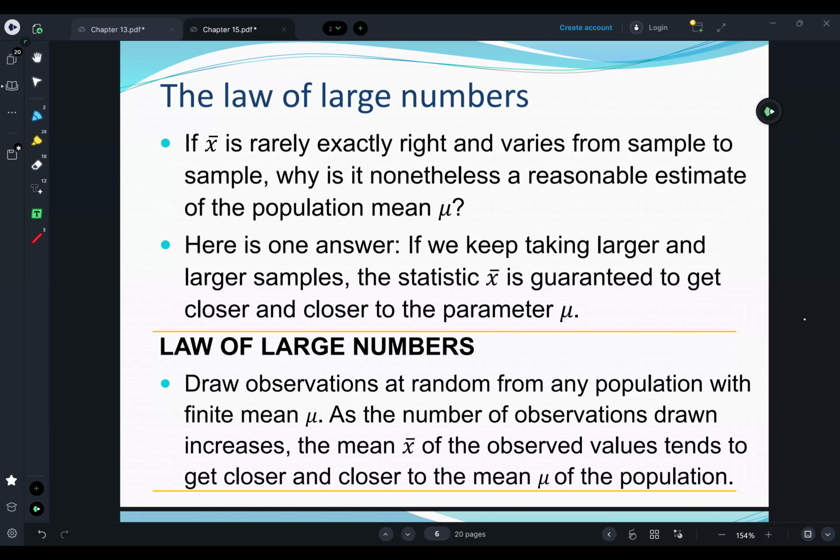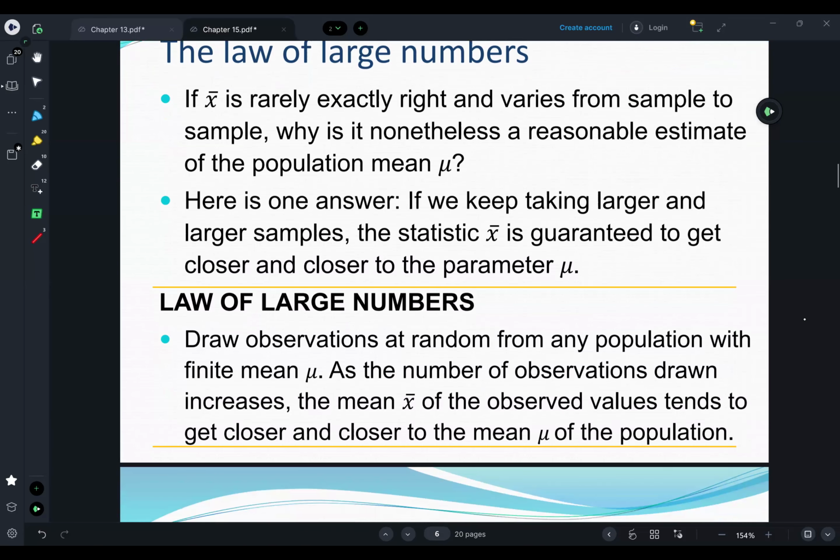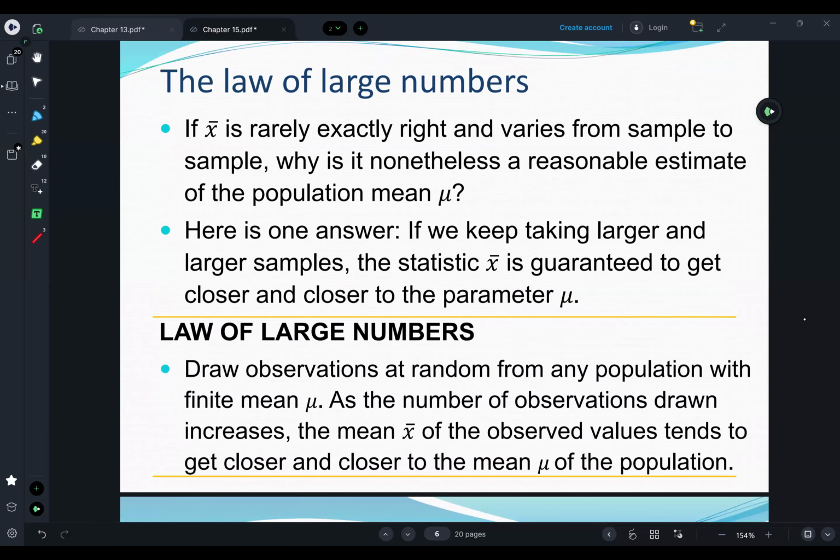So you draw observations at random from a population with a mean mu. And as the number of observations drawn increases, so as n increases, the mean X bar of the observed values tends to get closer and closer to the population mean mu. It's called the law of large numbers. And intuitively, it makes sense. More data, you're going to have a better estimate.